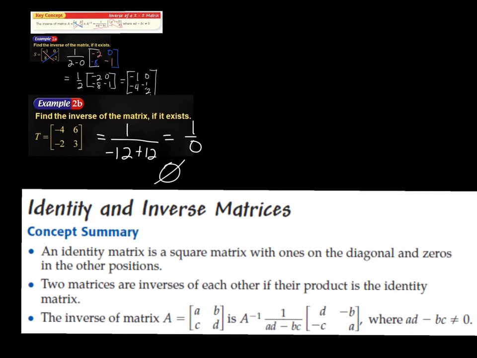An identity matrix is a square matrix with 1s on the diagonal and 0s in the other positions. Two matrices are inverses of each other if their product is the identity matrix. The inverse of matrix A is 1 over the determinant times, and then the guys going south do-si-do, the guys going north change signs, where the determinant cannot be 0.